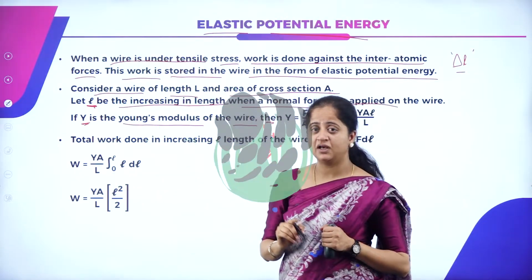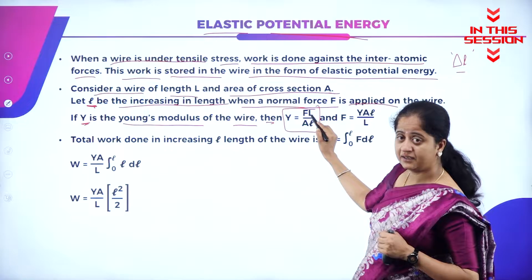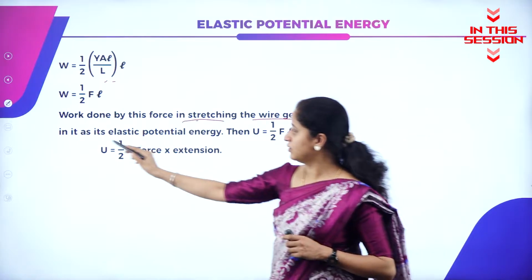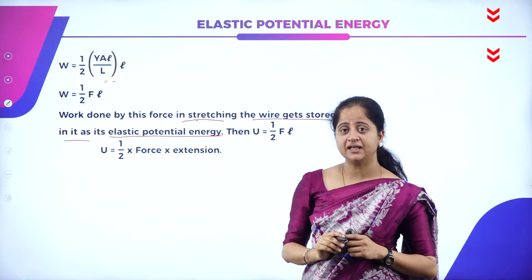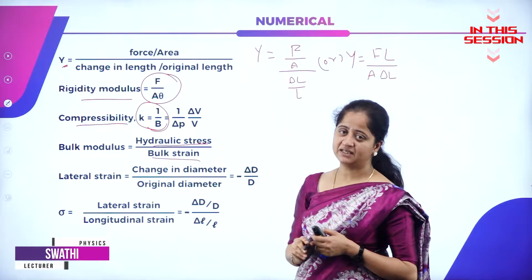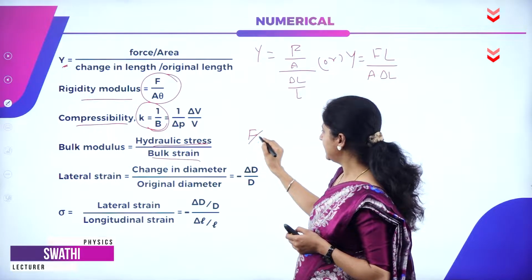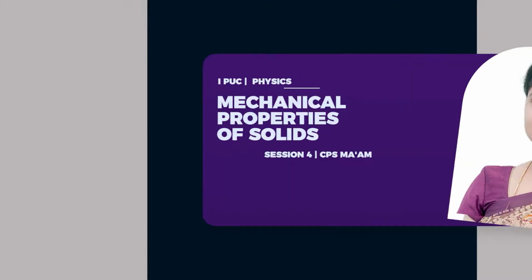Young's modulus formula we derived in the last class. Y is equal to FL divided by A into l. So work done by the force in stretching the wire gets stored in the wire as its elastic potential energy. Bulk modulus is equal to hydraulic stress to bulk strain. So what is hydraulic stress? It is again F by A, and bulk strain is nothing but delta V by V.